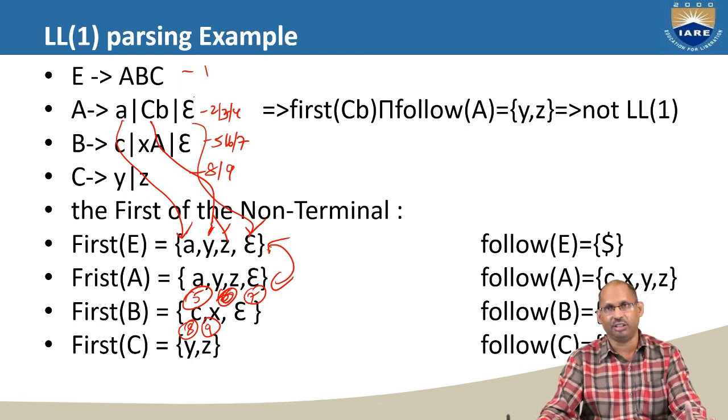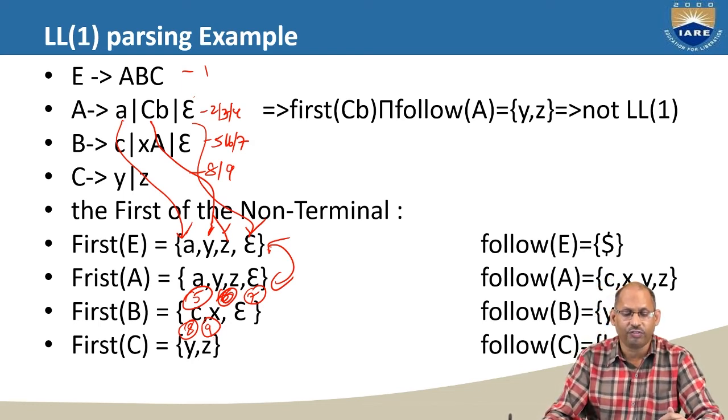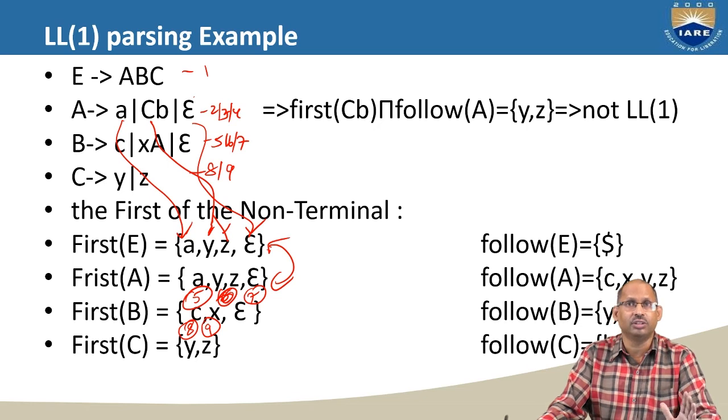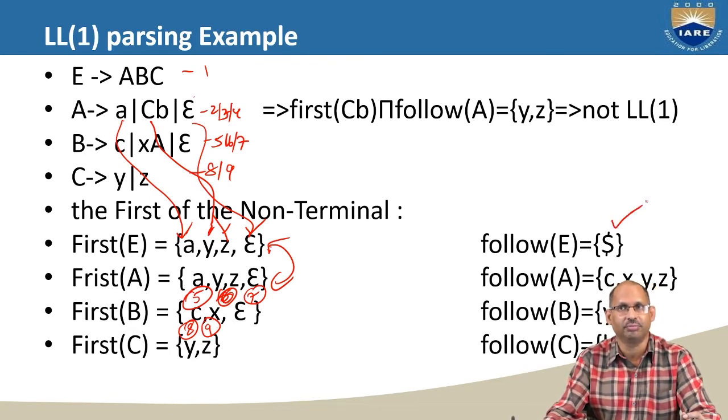Now we have to consider follow of the variables. What is the follow of E? E is present on the right side of any production? There is no presence of E on the right side. So there is only one, that is the $ sign.